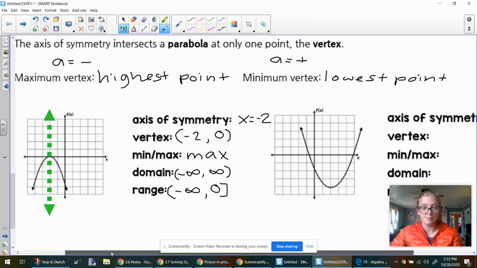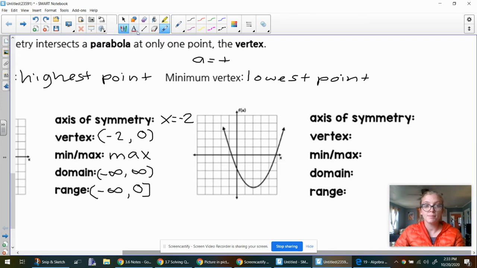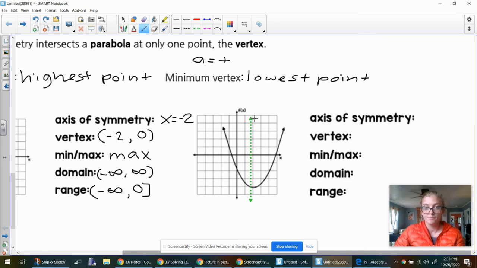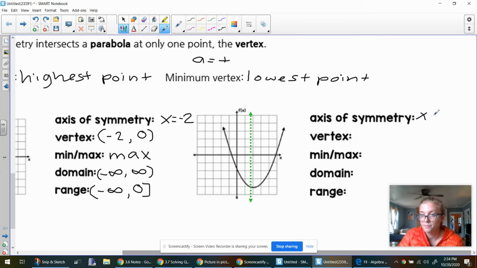Let's do one more example. Here we're going to make another axis of symmetry. So this time we're going to draw our line and make it thinner. I didn't like how thick that last line was. That'll work. So here's our new axis of symmetry. This time the axis of symmetry is at x equals 2. The vertex is going to be where the axis of symmetry intersects the parabola. So that is at 2, -4. The graph opens upwards, so we know that that vertex is a minimum.